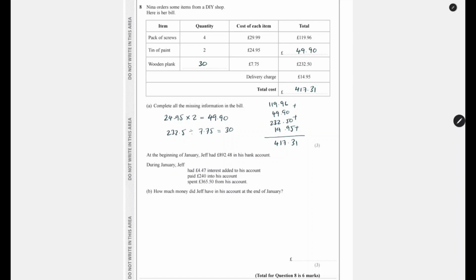So he starts off with £892.48. He then adds 4.47 worth of interest and pays in £240. And then he spends £365.50. And so we have to minus that from the total. If we put that into our calculator, he's left with £771.45.